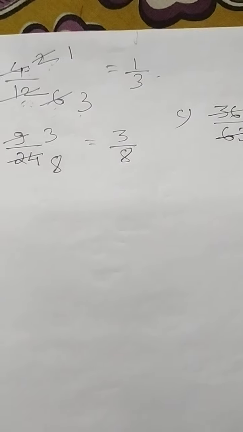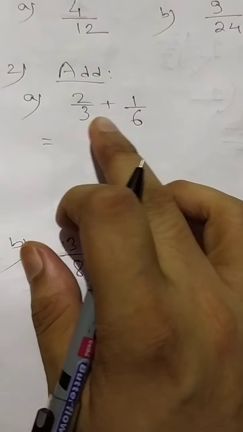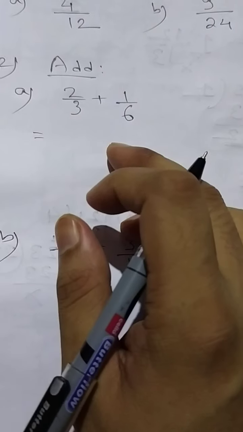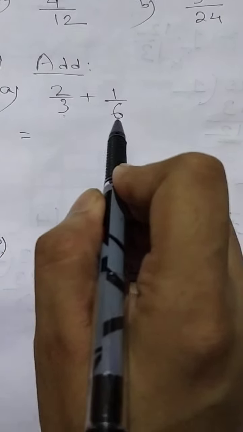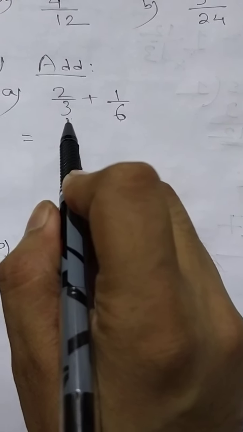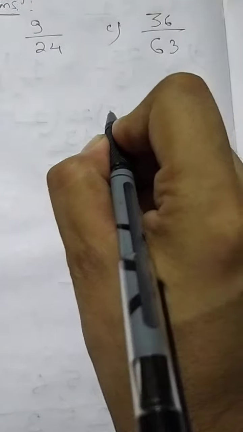Now let's go to the addition. This is the most important part. How to add fractional numbers. So first question is 2 by 3 plus 1 by 6. How to do this? So the first technique is you have to find the LCM of the denominators. Listen very carefully. You have to find the LCM of the denominators, 3 and 6. So let's find out the LCM of 3 and 6.